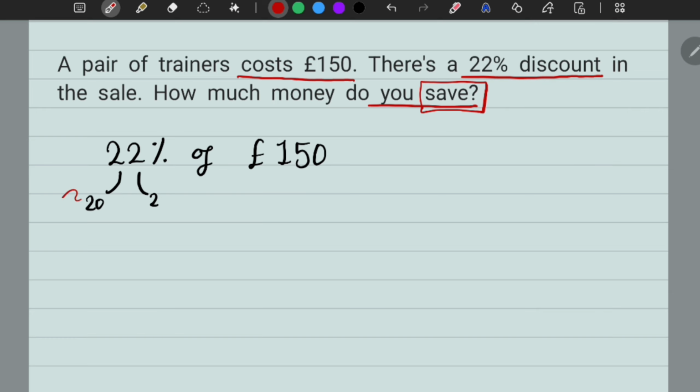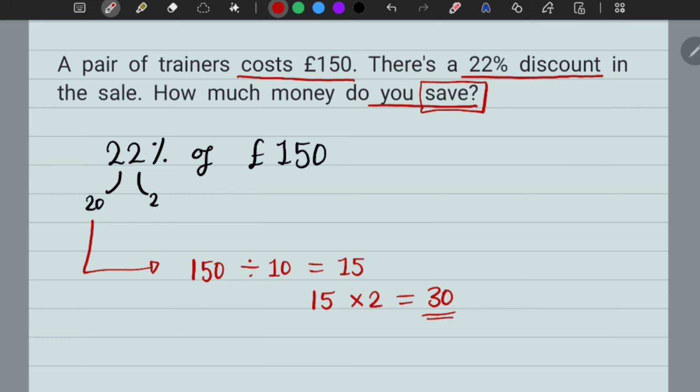As 20 is my multiple of 10, I'm going to start with that one. And I'm going to do 20% of 150. To find my 10%, I've got 150 divided by 10, giving me £15. Just like before, getting from 10 to 20, I have to times by 2. So I'm also going to do that with my £15. I'm going to do 15 times 2 gives me 30. And there we've got our 20%.